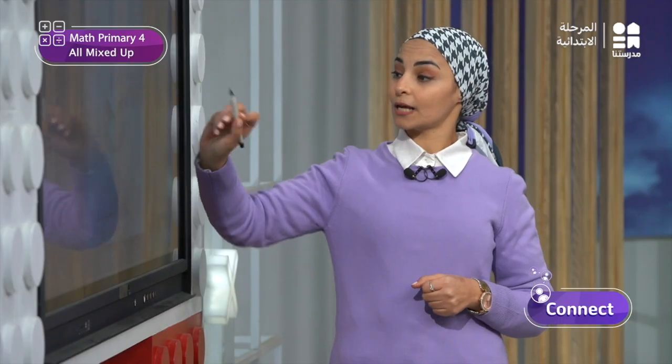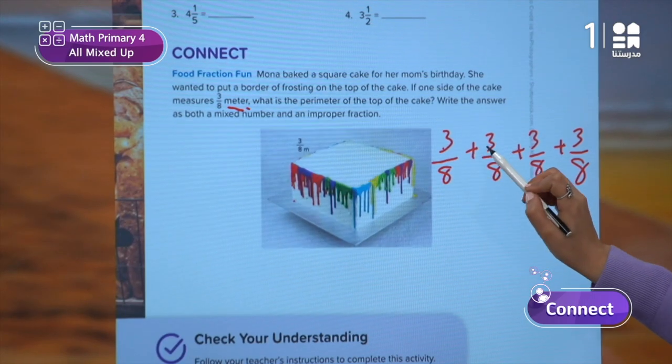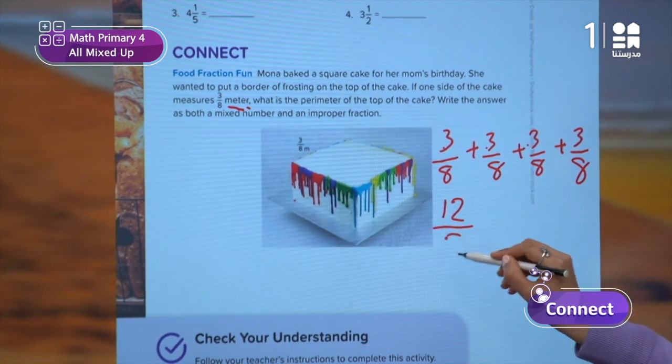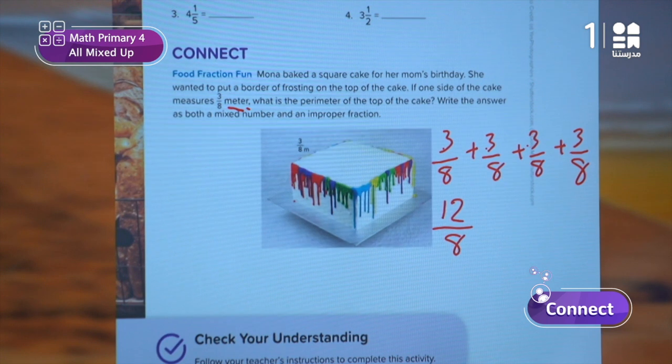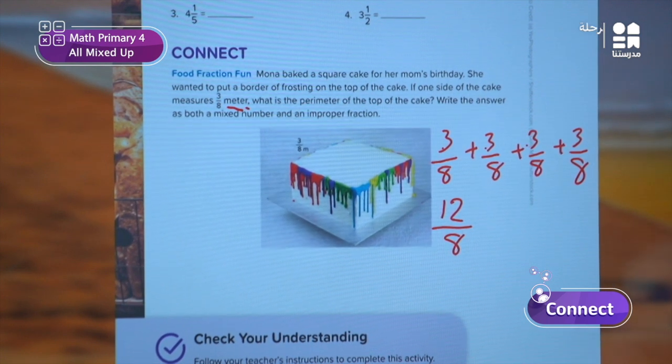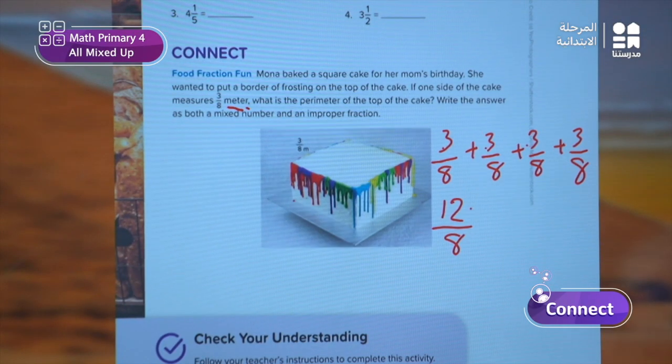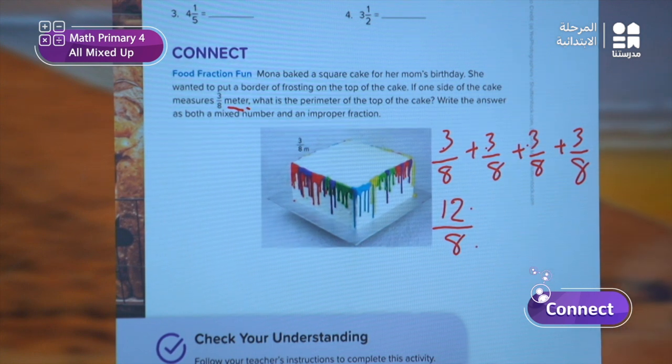So the numerator equals what? 3 plus 3 plus 3 plus 3 equals what? Equals 12 over, I will keep the denominator as it is, which is 8, as we have learned from decomposing fractions. And this is an improper fraction. We learned that since the numerator is bigger than the denominator, it is called an improper fraction.